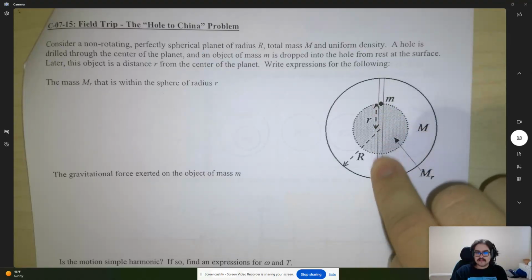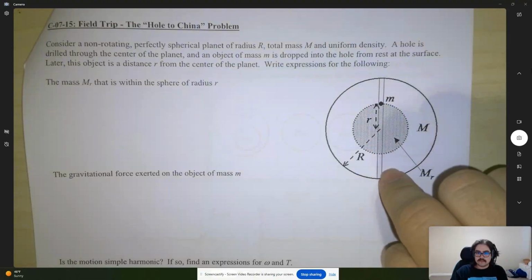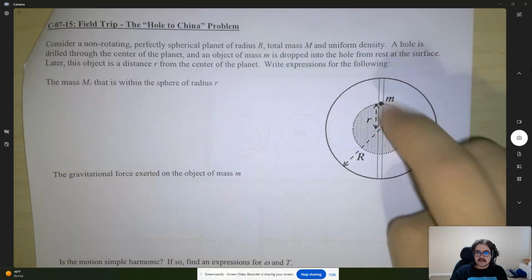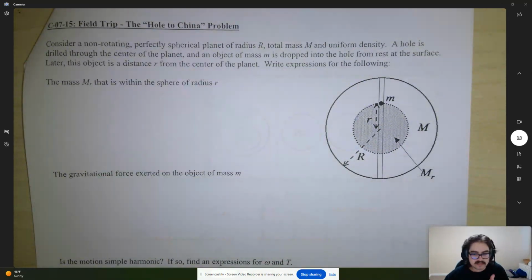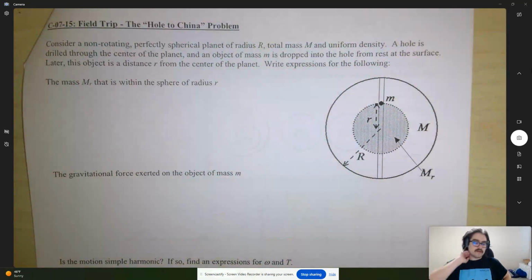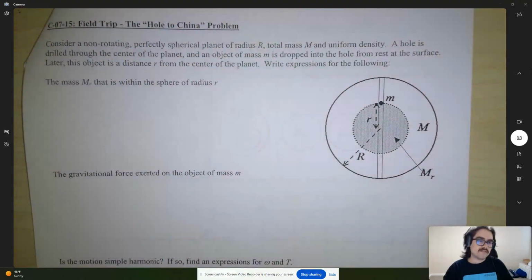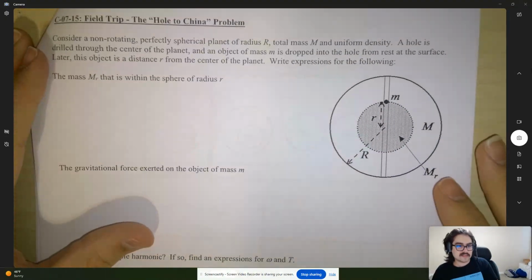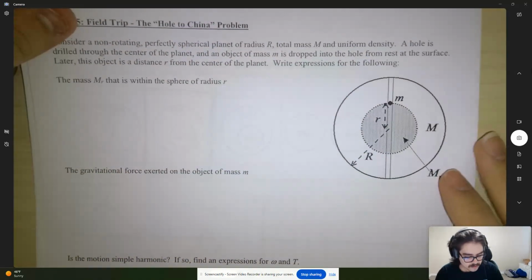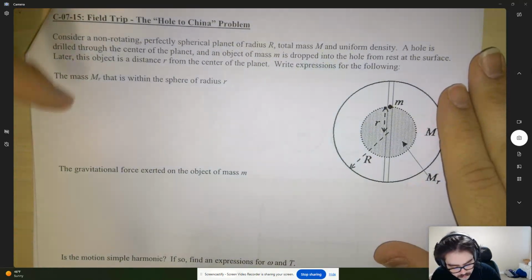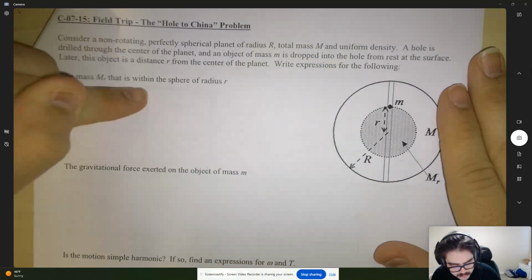That's kind of something new. That's not something that we ever really looked at in Physics 1. It's kind of a weird thing to think about, but it does get asked a couple times. Expressions for the following: mass M sub r that is within the sphere of radius r.